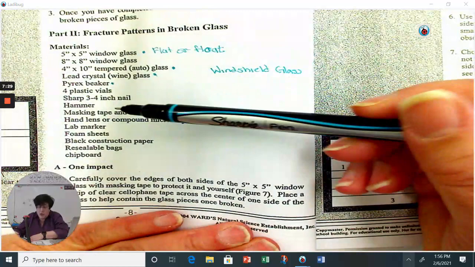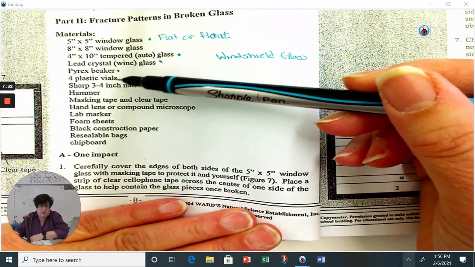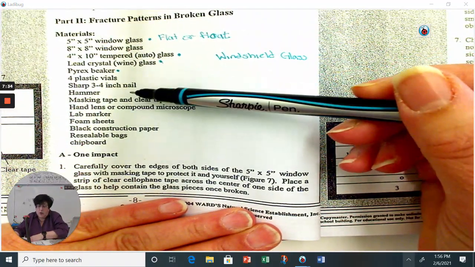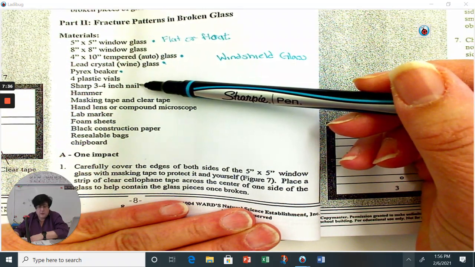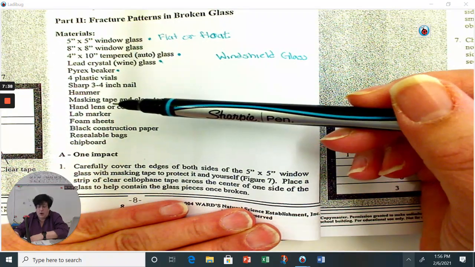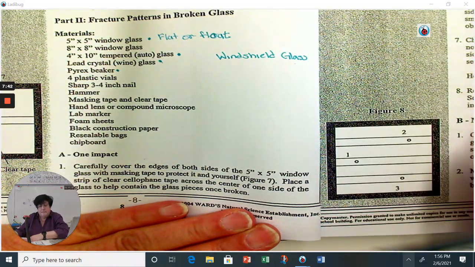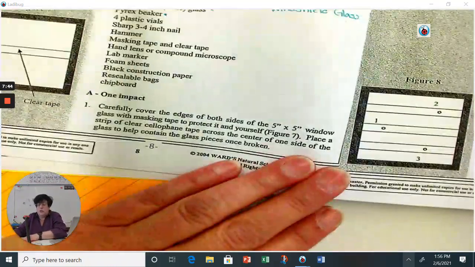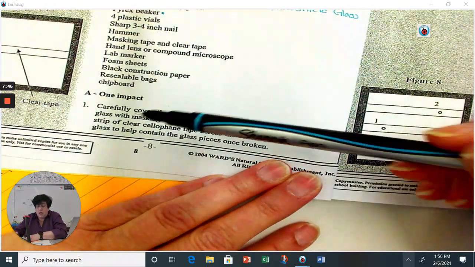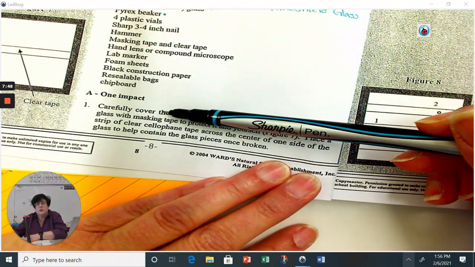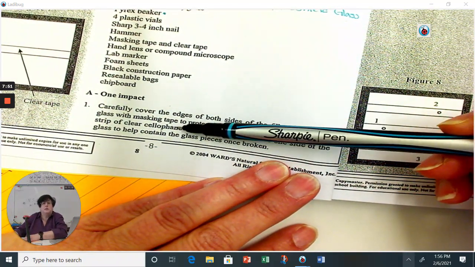And we will use not so much the plastic vials because I have a different way of looking at the material. We're going to look at using nails to break certain things. We will need a hammer. I will show you how to use all of these things that are here. We will look in this particular video at what we call a one impact shot. What happens when we just hit the glass once?